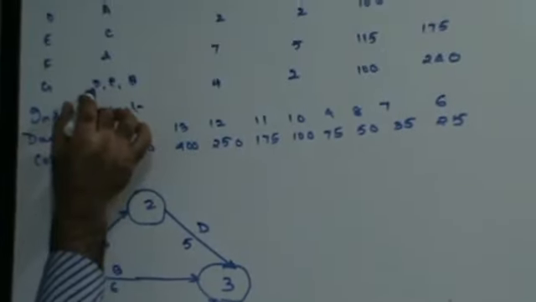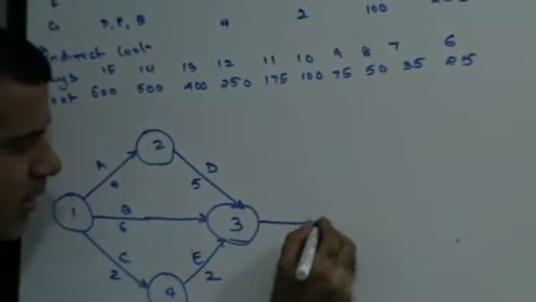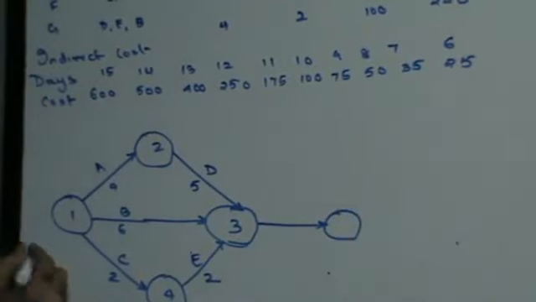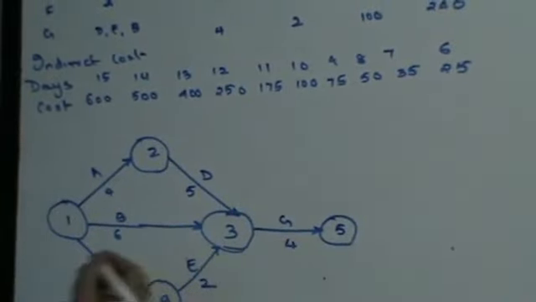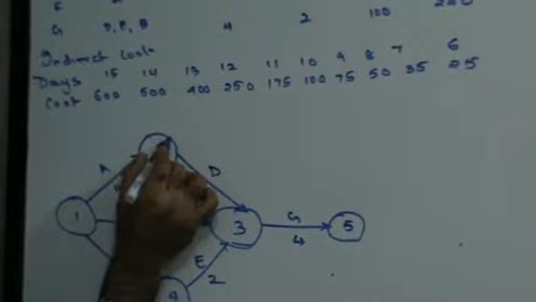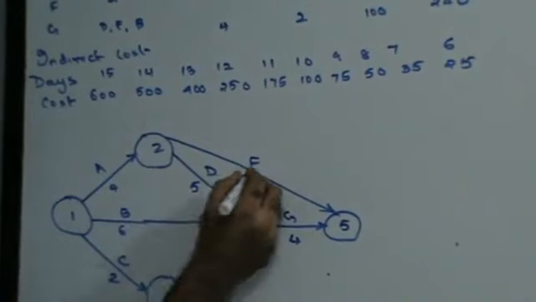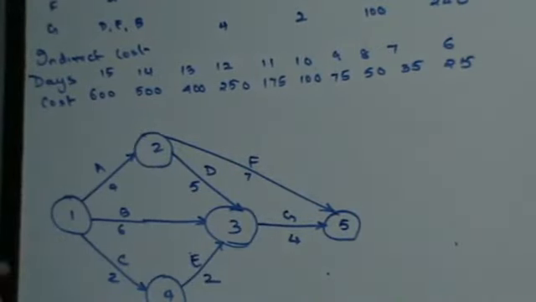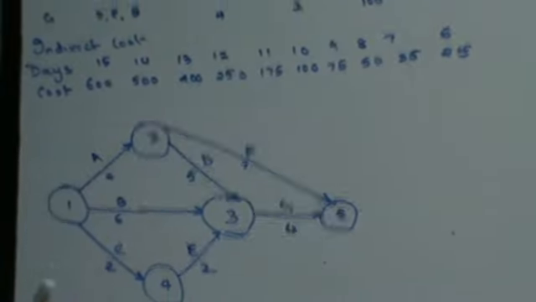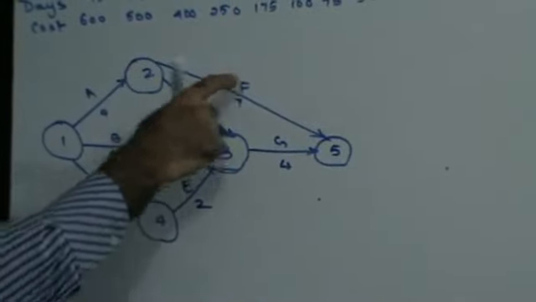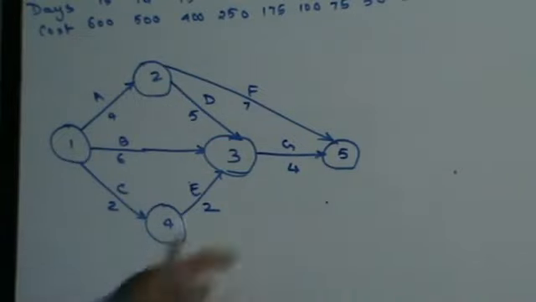Because look at the last line. D, E and D combine together to give you G. So 1, 2, 3, 4, 5. G is of 4 days. And from A you also have F, which is of 7 days. So that will be my network diagram. From event 1 I have A, B, C, 3 activities. From A I have D and F. From C I have E, and D, B and E combine to give you G.